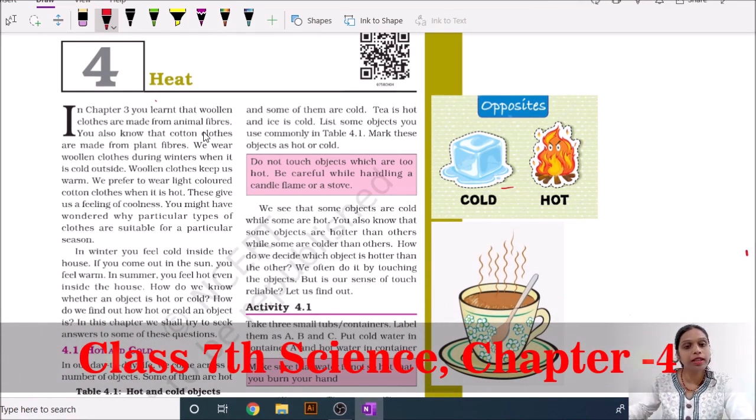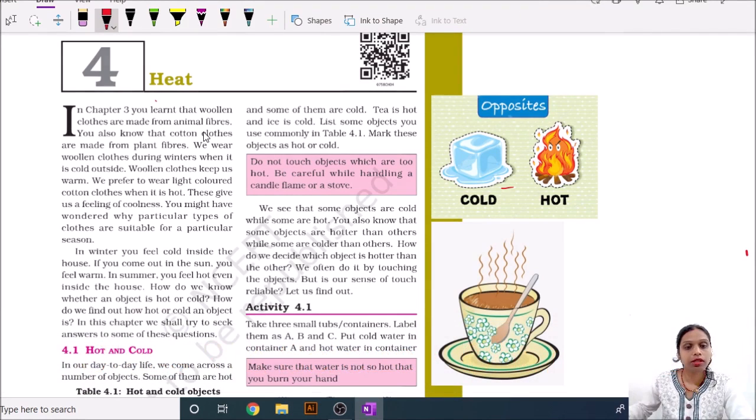I am going to discuss with you 7th class science chapter number 4, named Heat. In this chapter we will study different types of materials, whether you feel they are cold or hot when you touch them. We will also learn about the processes of transmission of heat, such as conduction, convection and radiation.